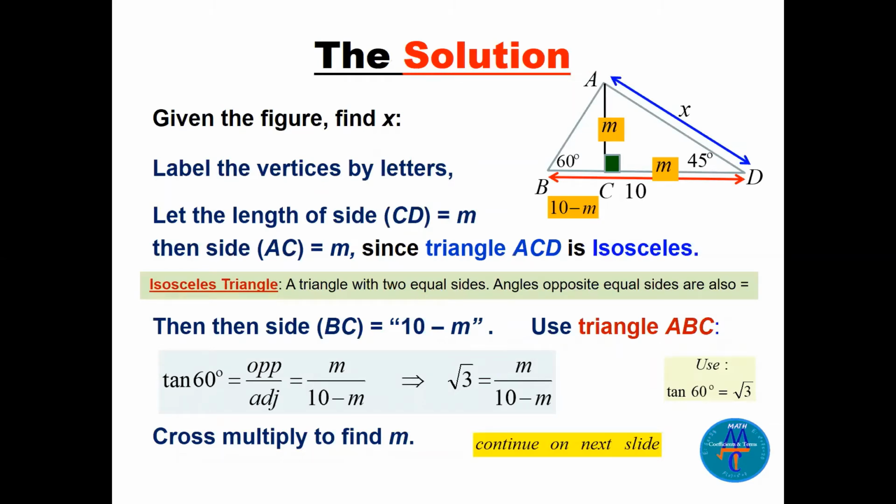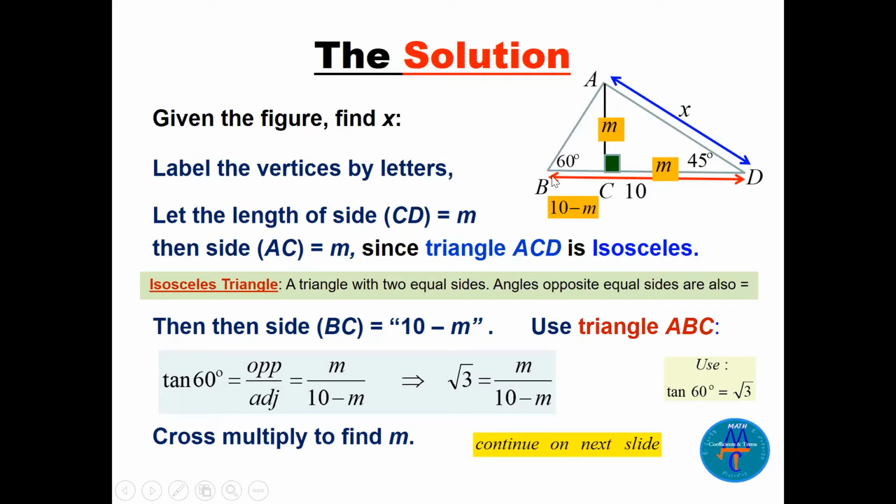Let's see, given the figure here, I can label first the vertices to make it easy, A, B, C, and D. Then I will let the length of side CD, this one here from C to D, let's call it m. And since this is 45 degrees, then this angle here is 45 degrees. That means this triangle ACD is an isosceles triangle. So CD is equal to m. Also, AC is equal to m.